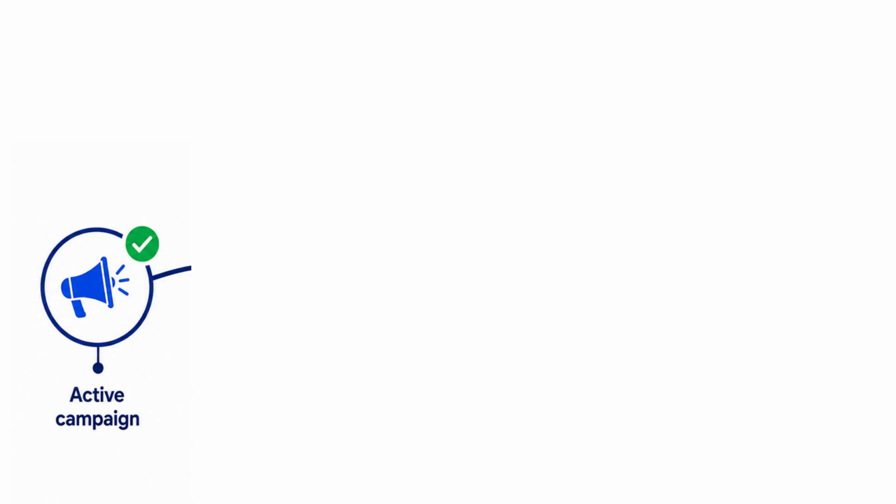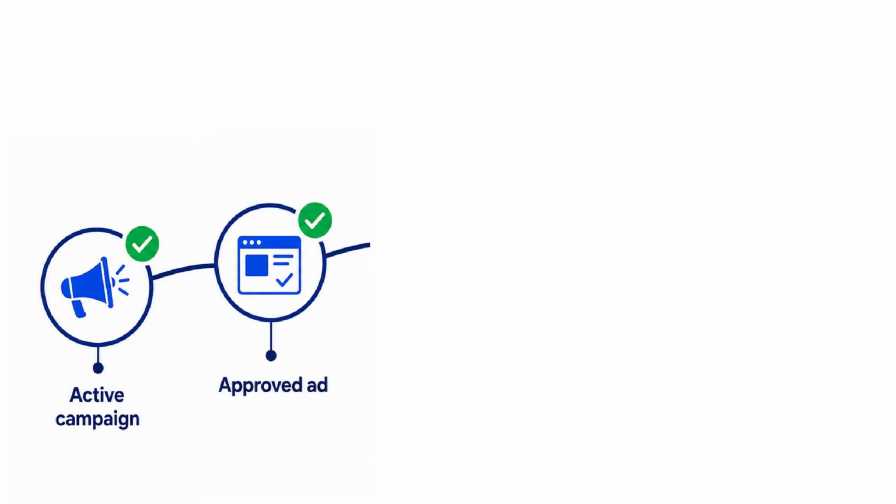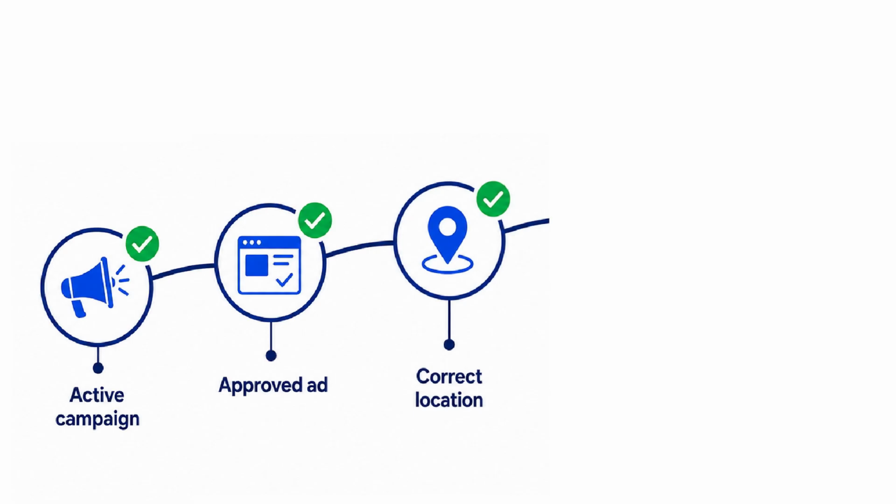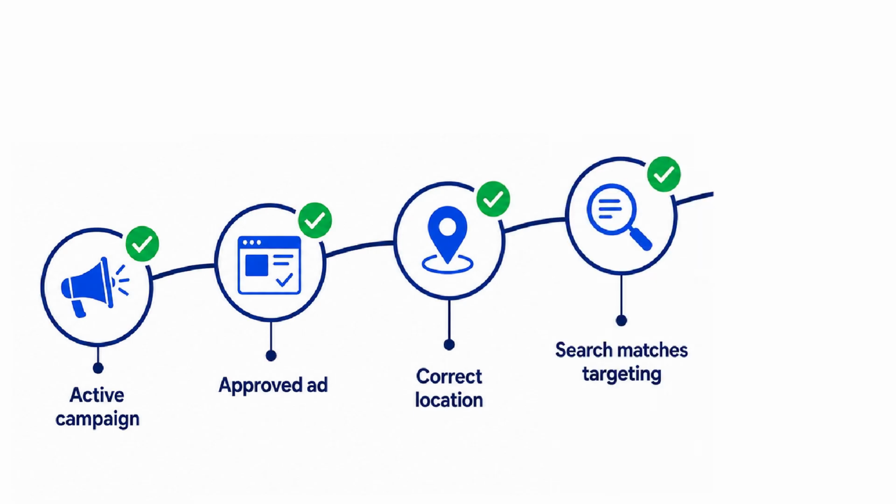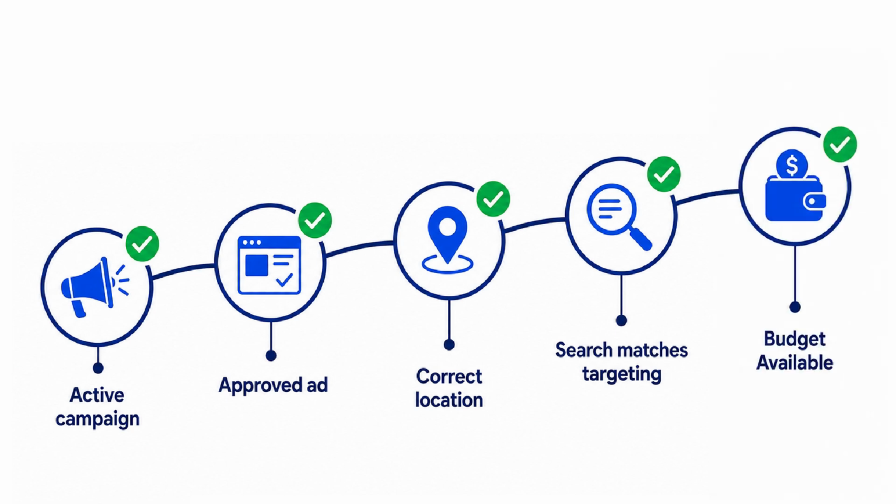Is the campaign really active? Is the ad approved? Does the advertiser target the searcher's location? Does the search match the advertiser's targeting? Does the campaign still have the ability to spend, etc., etc.? Or, for example, are there any policies or account issues preventing the ad from showing?